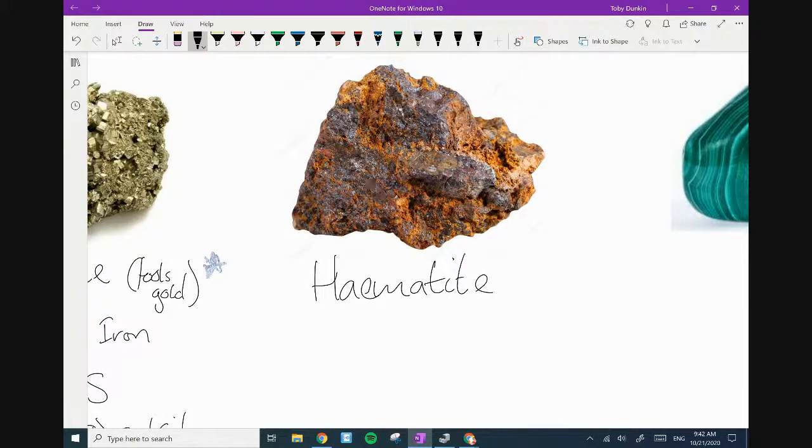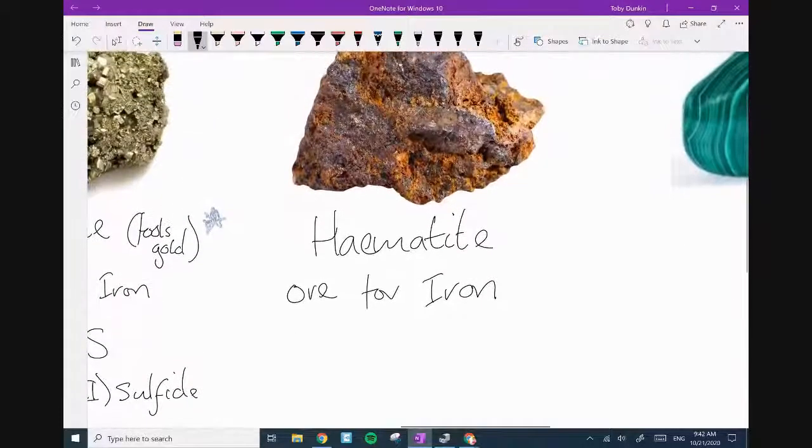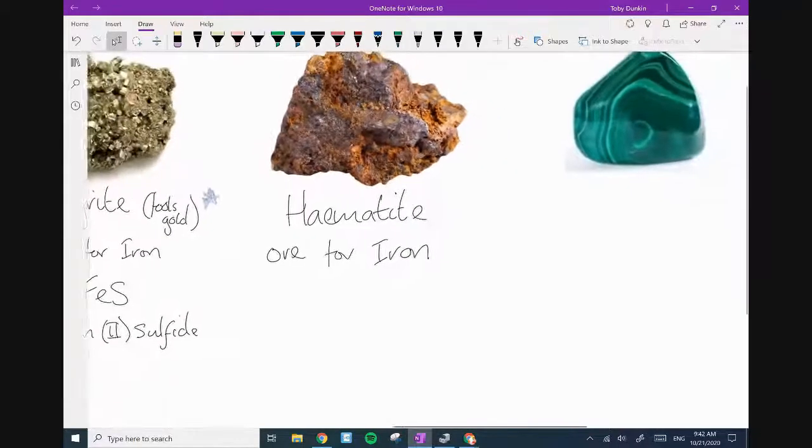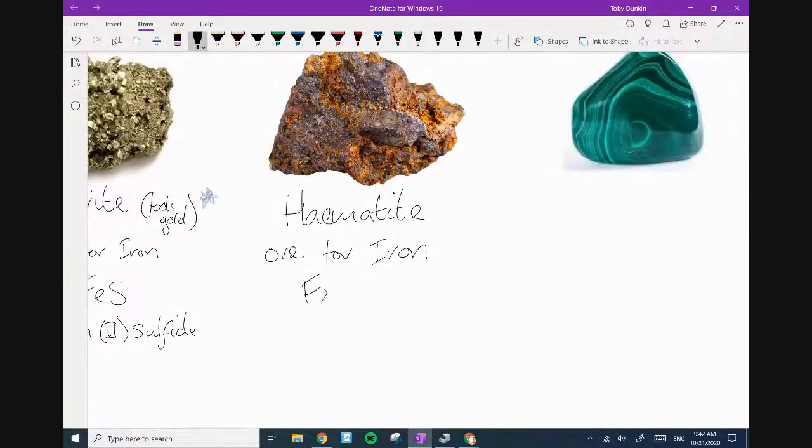Hematite. And this is the most famous ore for iron. It is also an ore for iron, much more famous than fool's gold, than pyrite. And this is the one that we use 98% of the time. So hematite contains Fe2O3, otherwise known as Iron(III) Oxide, the most famous rock in history. This one changed the world, folks.